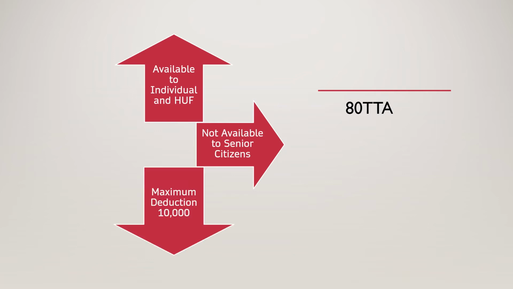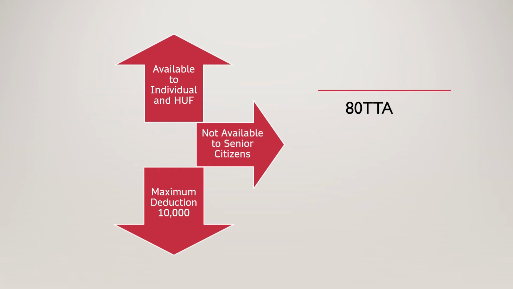80TTA is a section that deals with deduction on interest that you earn from savings bank account, and this section is available only to individuals and HUF and not to any other assessees like partnership firms or companies, and this section is not applicable to senior citizens. For senior citizens there is a separate section called 80TTB that we'll see separately, and the maximum deduction possible under this section is 10,000.